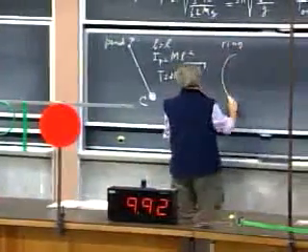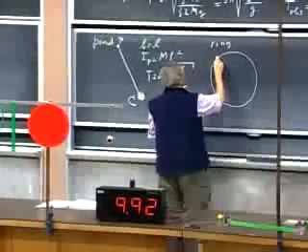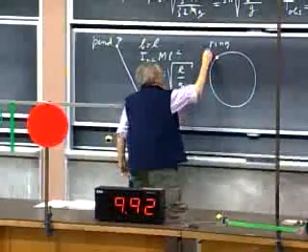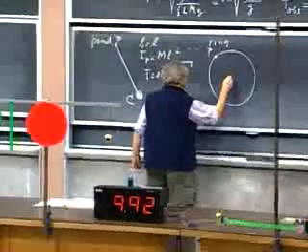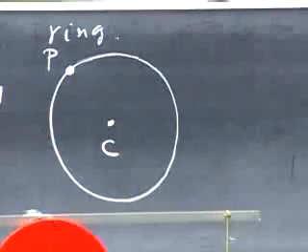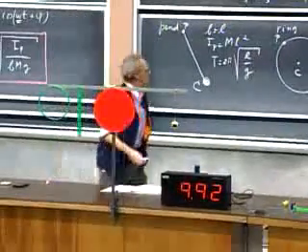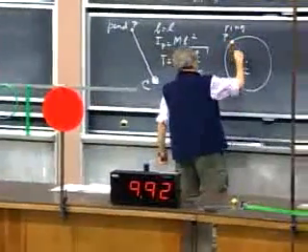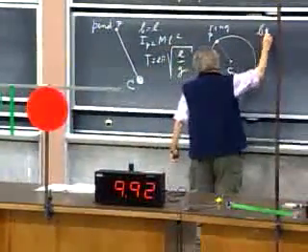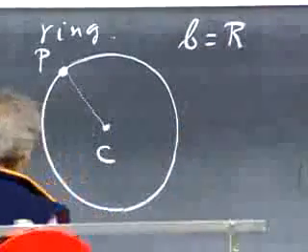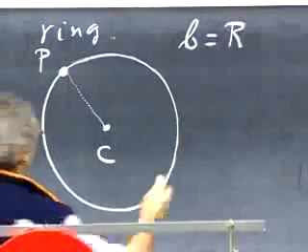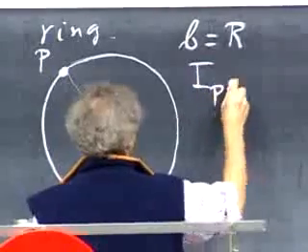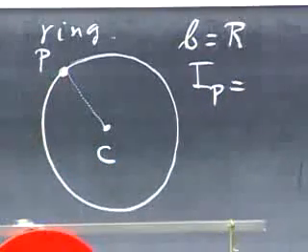This is the ring. Pivot about point P here. Here is the center of mass, right in the middle of nowhere. Right here is the center of mass. And so the distance b is the radius of the ring. So we have to calculate the moment of inertia about point P.